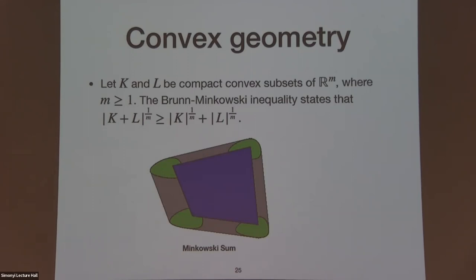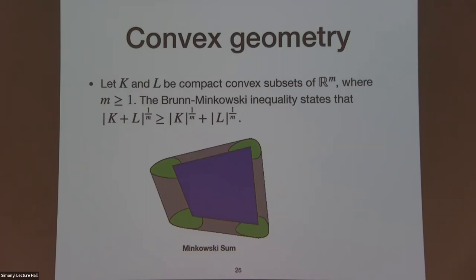So now let me tell you a little bit about how the upper bound and the lower bound in the large deviations principle come about. Let K and L be compact convex subsets of R^m, where m is greater or equal to 1. The Brunn-Minkowski inequality states that the Minkowski sum of K plus L, which is the set of all vectors which can be expressed as the sum of two vectors, the first in K and the second in L, satisfies volume to the 1 by m greater or equal to the volume of K to the 1 by m plus the volume of L to the 1 by m.